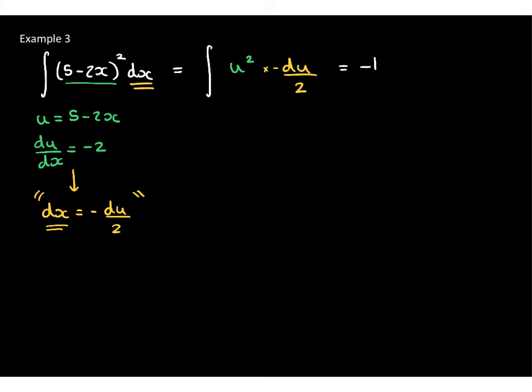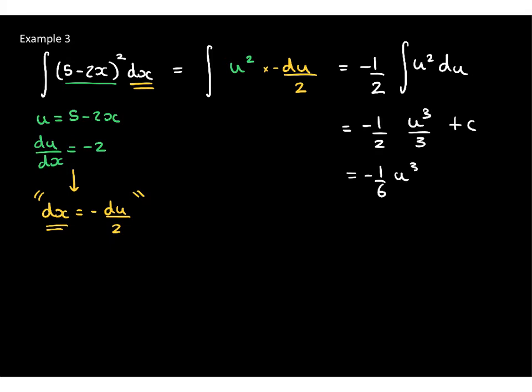I can then pull out the factor of negative a half, so I'm left with the integral of u squared du. It's always easier to pull out these factors in front of the integral and then incorporate them afterwards. So that's negative a half u cubed over 3 plus c, or negative 1/6 u cubed plus c, and then of course we need to replace u with what it is from over here, so that's negative 1/6 (5 minus 2x) to the power of 3 plus c.